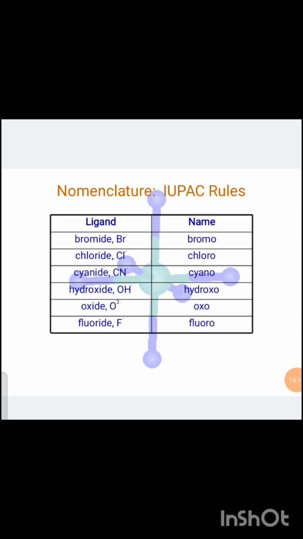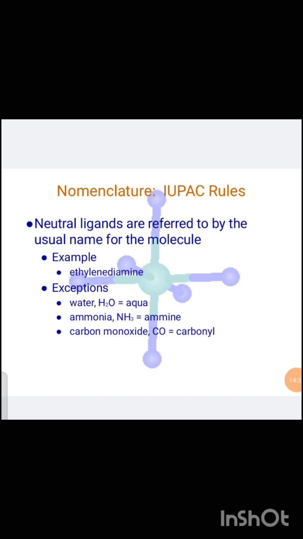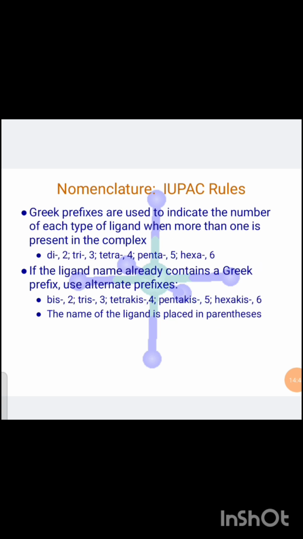Some ligands and their specific names in IUPAC nomenclature: bromide is bromo, chloride is chloro, cyanide is cyano, hydroxide is hydroxo, oxide is oxido or oxo, fluoride is fluorido or fluoro. Others are carbonato, oxalato, sulfato, thiocyanato, and thiosulfato. Neutral ligands are referred to by the usual name of the molecule, like ethylenediamine. The exceptions are H2O, NH3, and CO, which are known as neutral ligands.